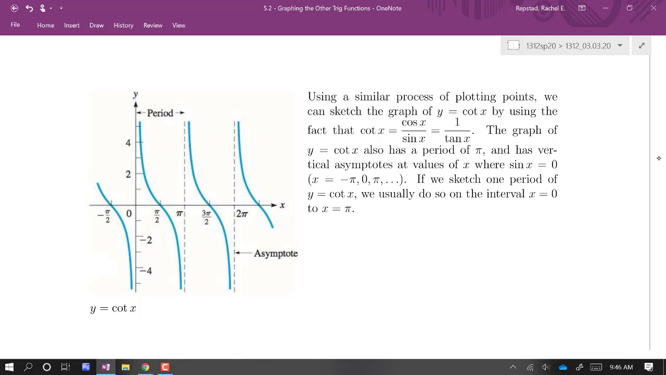When we graph cotan, which also has a period of pi, we graph it from 0 to pi because that gives us one nice smooth period that's not broken up across an asymptote. When we graph tangent, that period we graph from negative pi over 2 to pi over 2 because that gives us one nice smooth curve that isn't broken up by an asymptote.